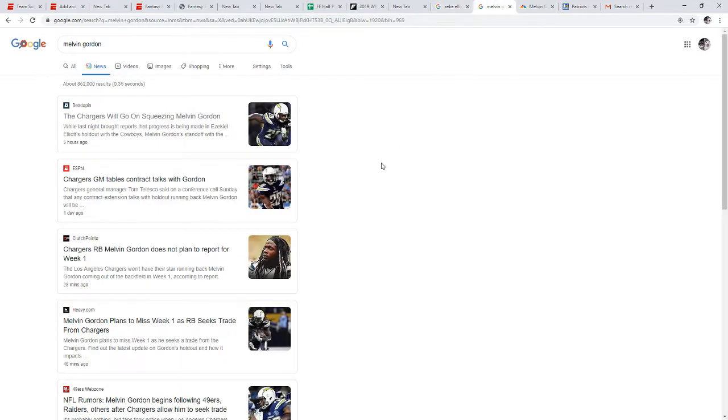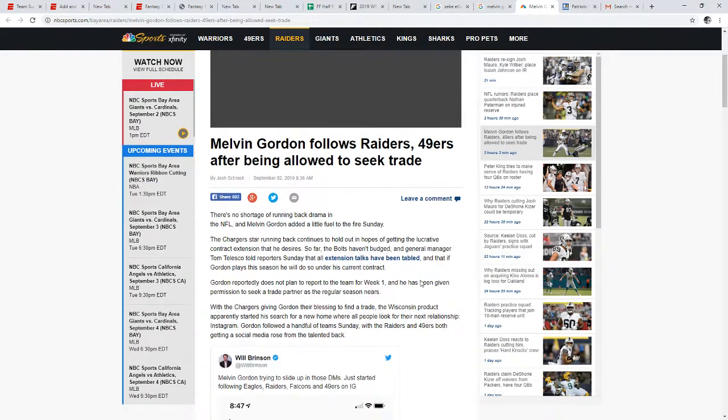In terms of Melvin Gordon, I'm really worried about Melvin Gordon. It looks like he's not going to be with the Chargers. He doesn't want to be there, and they're looking to trade him. If you look at the latest news, I think he was on Twitter trying to follow other teams like the Raiders and 49ers. This just reminds me of the whole Antonio Brown thing where players are trying to dictate where they go. But if he ends up on the Raiders or 49ers, I don't know, there's the whole adjustment period, and he hasn't exactly been at training camp, and that increases the risk of injury.